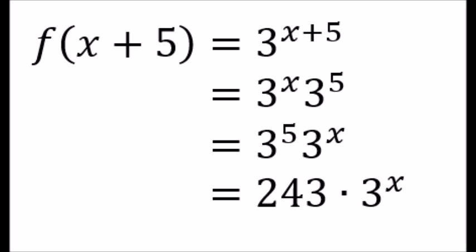A leftward translation is f of x plus h. Using laws of exponents, we see that this is equivalent to a dilation, a stretching of the function in the vertical direction. 3 to the x plus 5 is the same as 243 times 3 to the x.